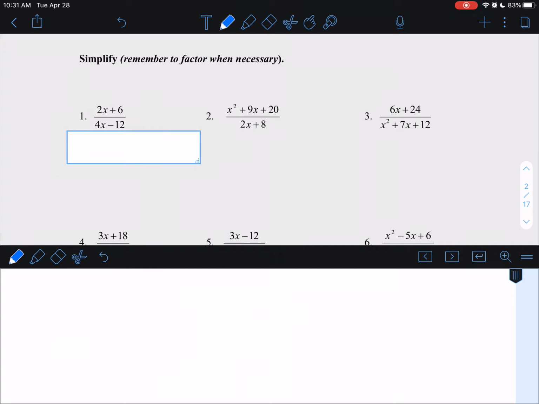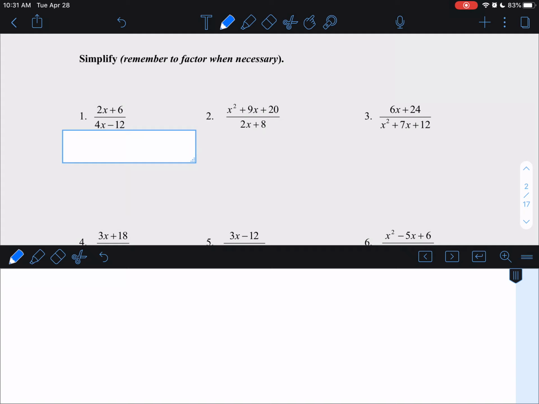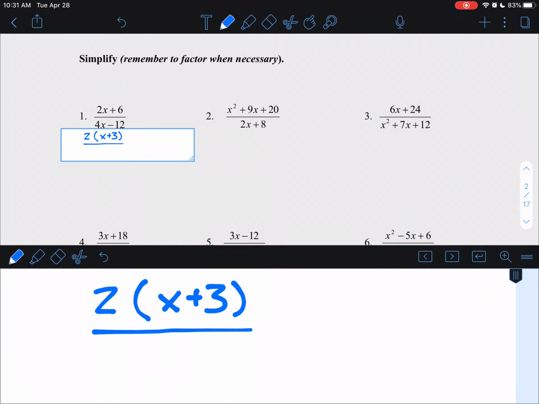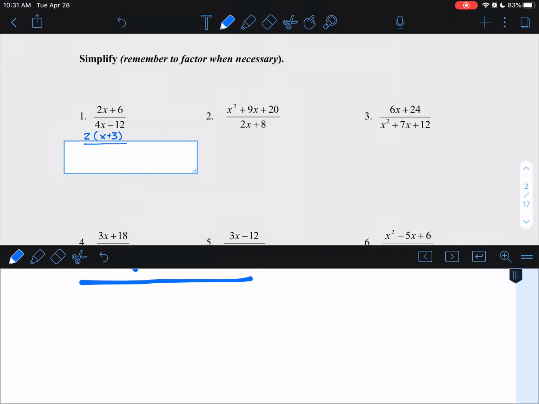So let's see, 2x plus 6, I need to figure out what goes into these. And the greatest common factor between 2x and 6 is 2. So that leaves me with 2 times x plus 3. Because if I distribute that 2 back in, I get 2x plus 6. And in my denominator, let's see, between 4x and negative 12, it's going to be 4. So I pull out a 4.